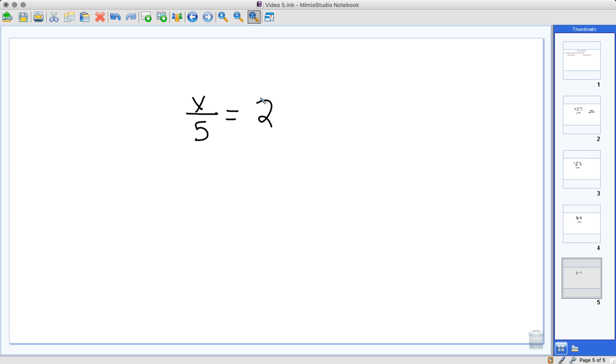Okay, last one. When you're solving equations, they're not going to use the division symbol like you're used to. So I want you guys to understand that this and the fraction mean the same thing. Whenever you see a fraction, I want you to think division. So here I'm dividing by 5, so I'm going to multiply by 5 on both sides. Because the multiplication and division cancel, we get x equals 10.